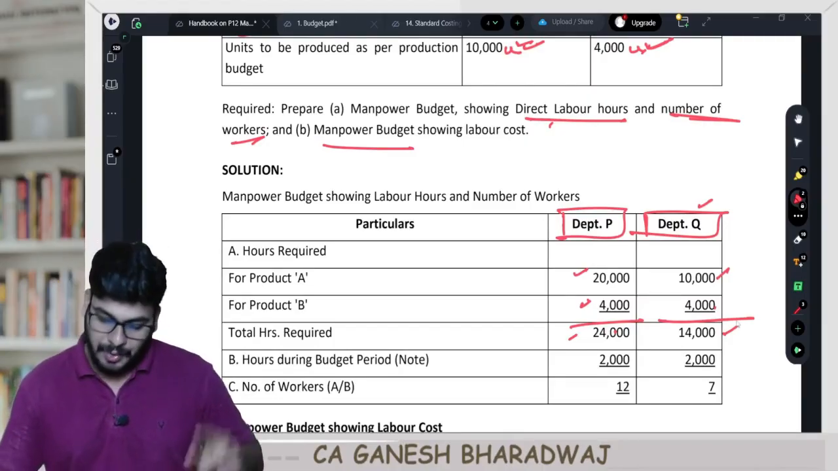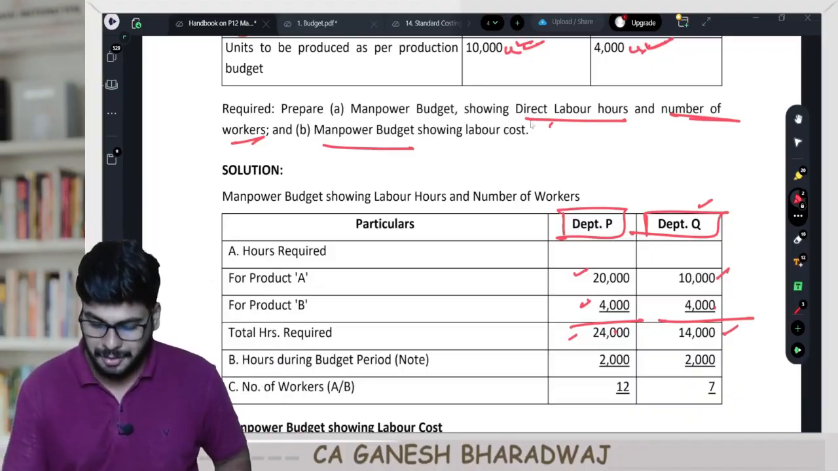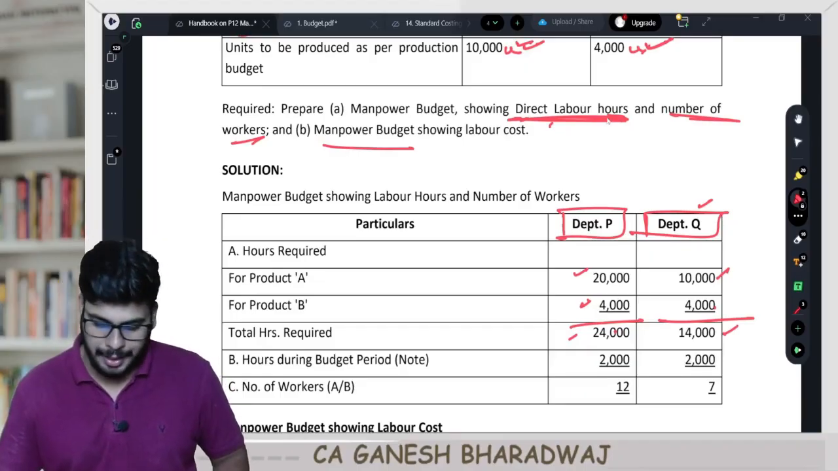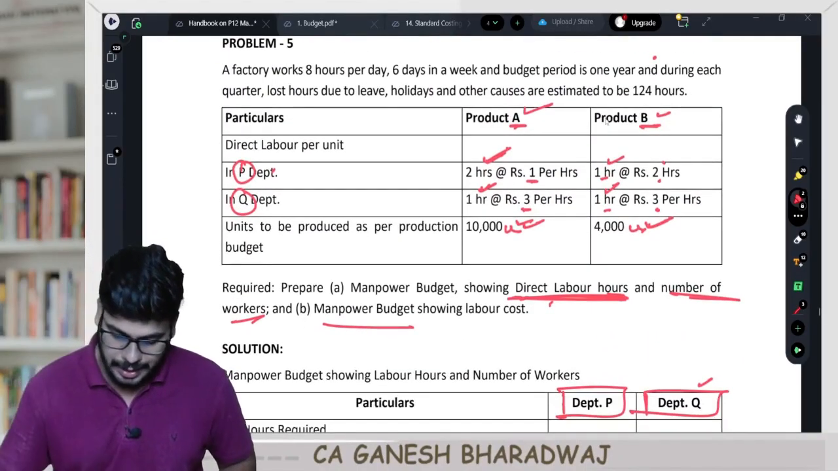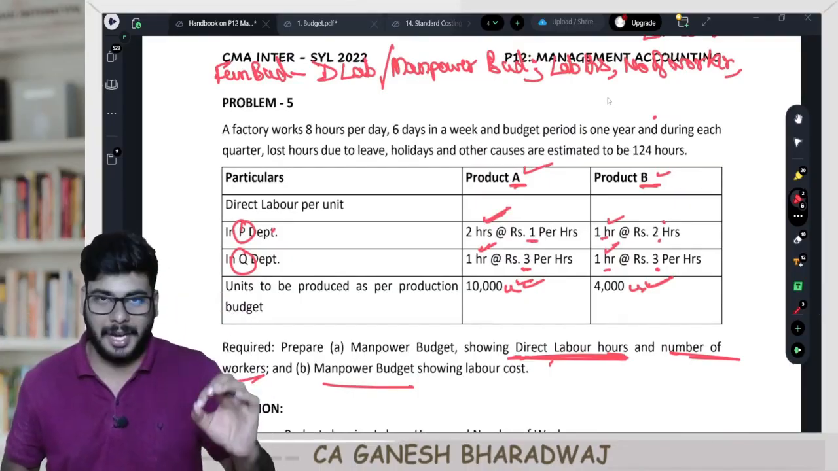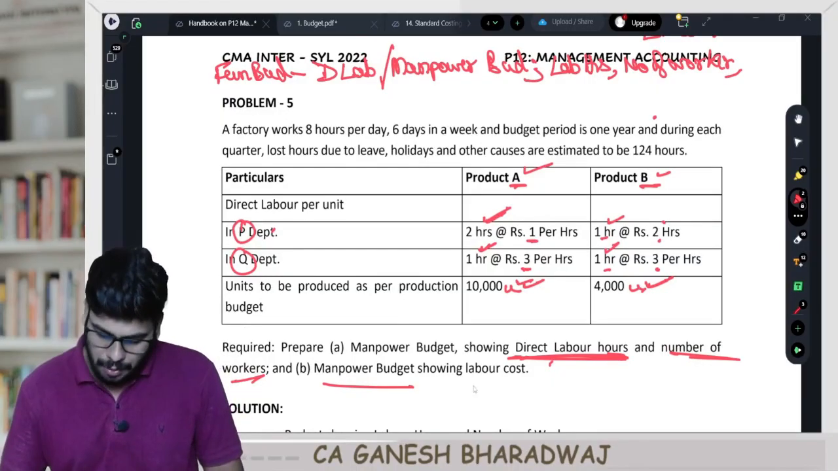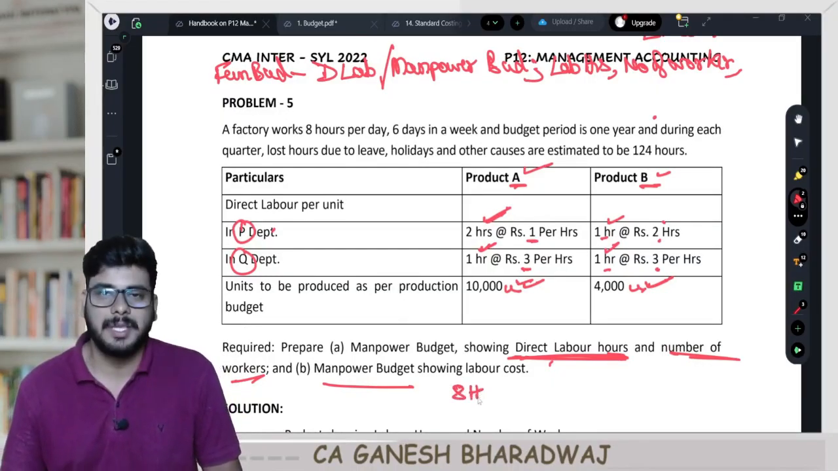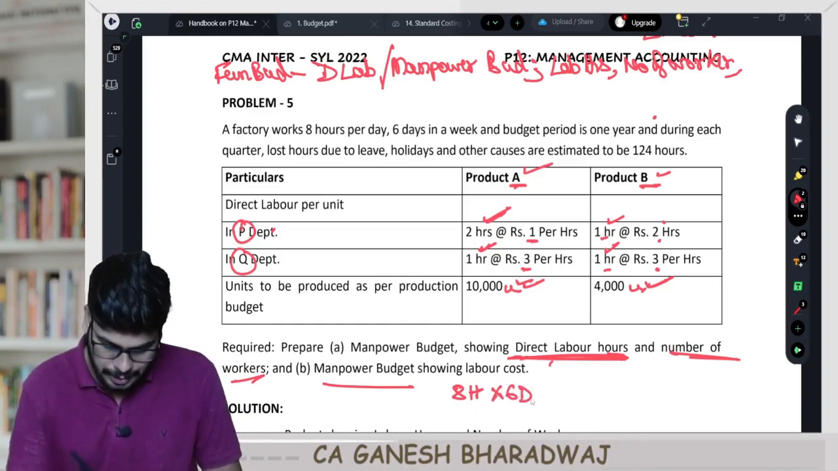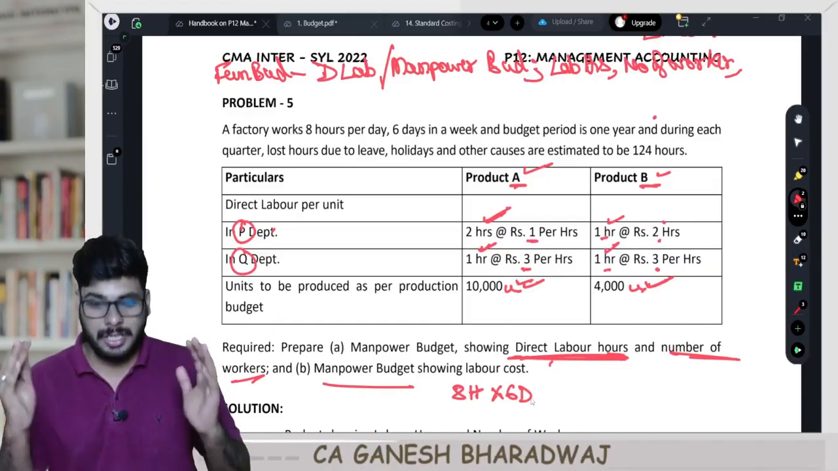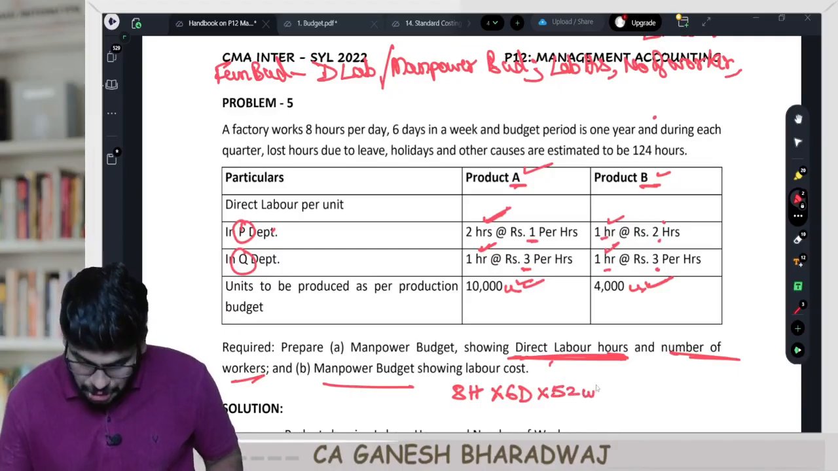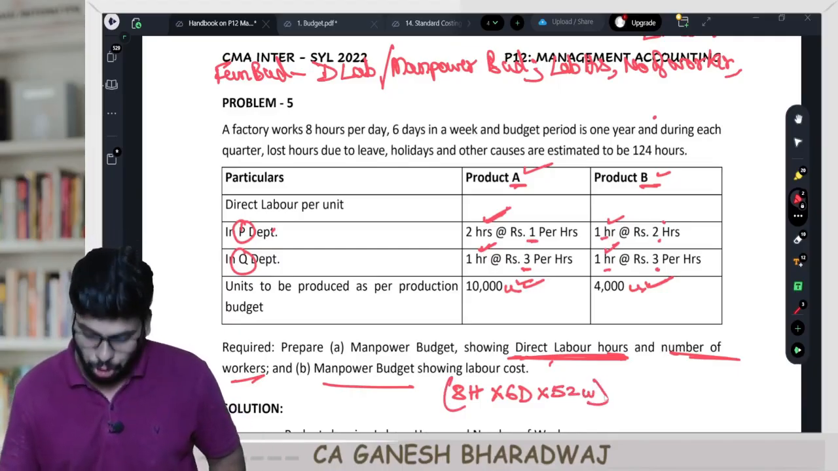Now, we have answered the first part of the question, which shows how many direct labor hours are required. Now, how many workers are required? That we need to calculate. In this question, they have mentioned that every worker will work for 8 hours in a day, and he will work for 6 days in a week. So this is about a week, and in a year, how many weeks are there? 52 weeks are there. So one worker can work for a total of so many hours.